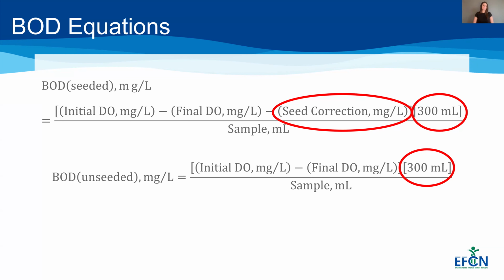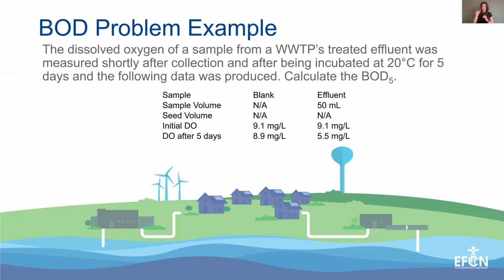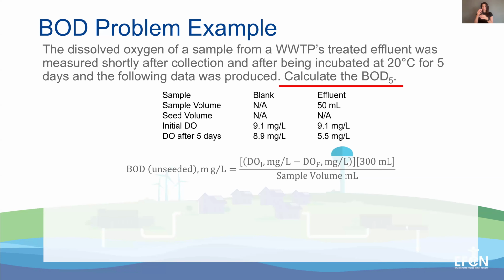So with that, let me show you guys how we might use this equation and what kind of data we might see. This is what a typical BOD problem might look like on an exam. It states the dissolved oxygen of a sample from a wastewater treatment plant, treated effluent, was measured shortly after collection, and after being incubated at 20 degrees Celsius for 5 days, the following data was produced. Calculate the BOD 5. The first thing to notice is that it says calculate the BOD, and we're going to use our BOD unseeded equation because we're not given any seed information.